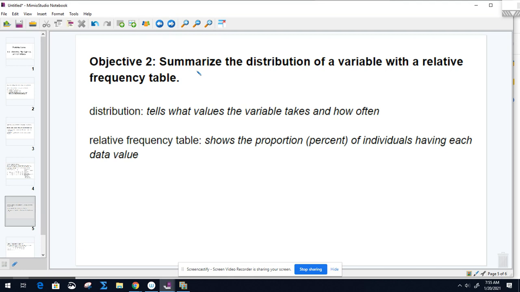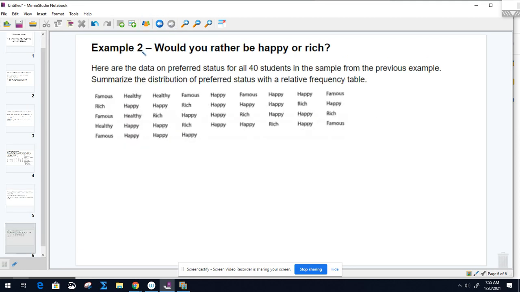So the second objective is to summarize the distribution of a variable with a relative frequency table. A distribution tells what values the variable takes and how often. So we're going to be counting how often a certain value happens throughout a set of data. A relative frequency table shows the proportion, or percent, of individuals having each data value. It's a percent, but it's usually given as a decimal, a decimal that will be less than 1. So would you rather be rich or happy? Here's the data on the preferred status of 40 students in the same sample from the previous example. Summarize the distribution of preferred status with relative frequency.